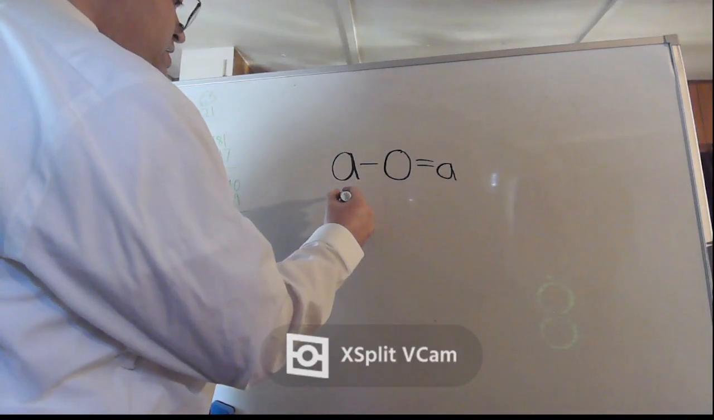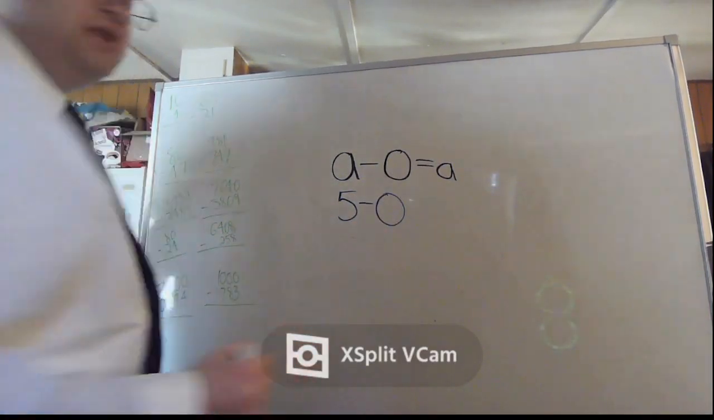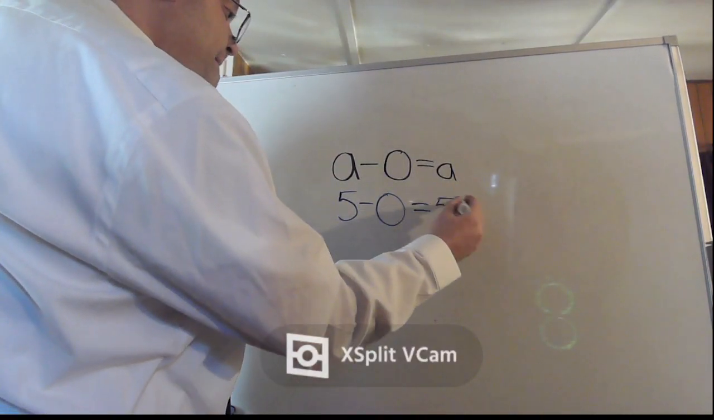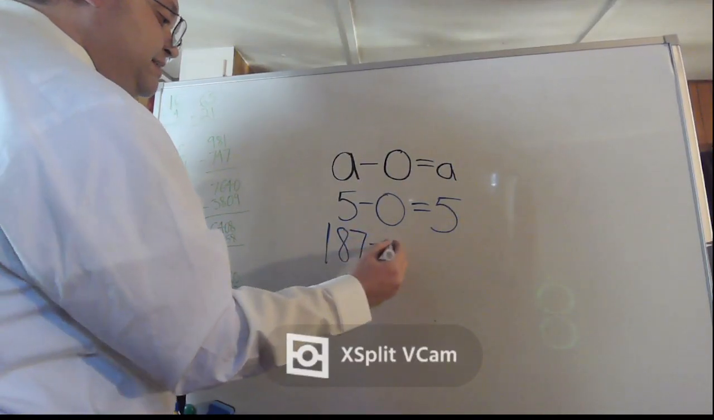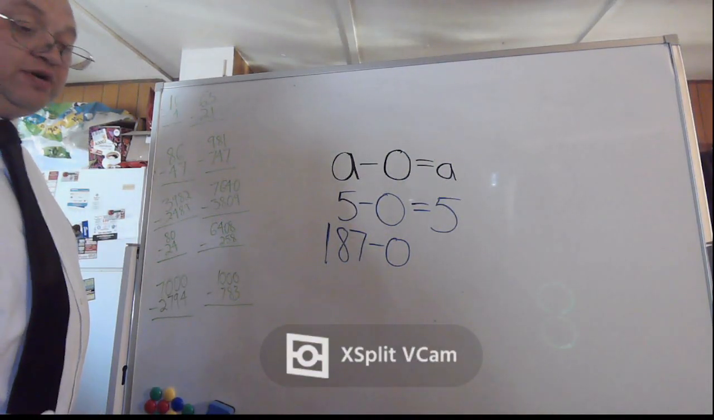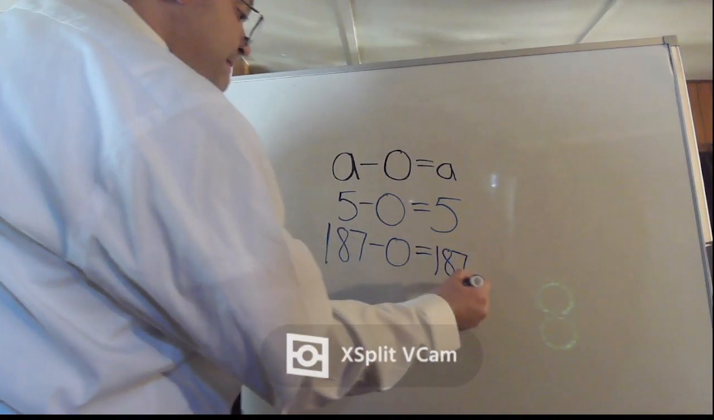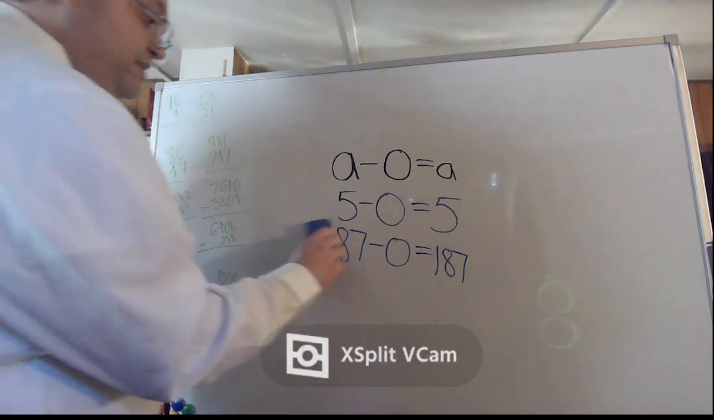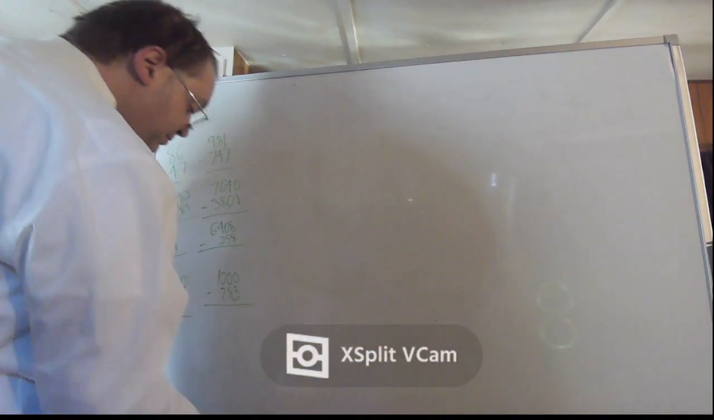So, how about 5 minus 0? I took nothing away from it. I should get 5. How about 187 minus 0? Again, I took nothing away from 187. I should get back 187. Alright, that's easy enough. I think we get that subtracting 0 gives you the same number back.